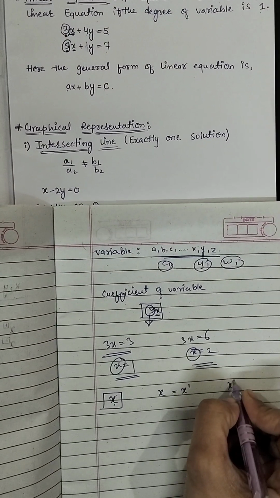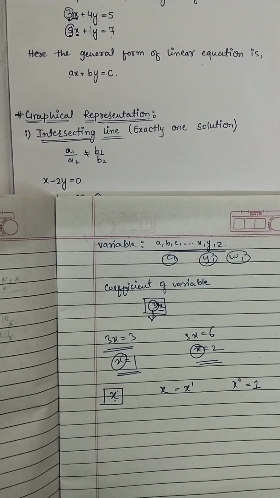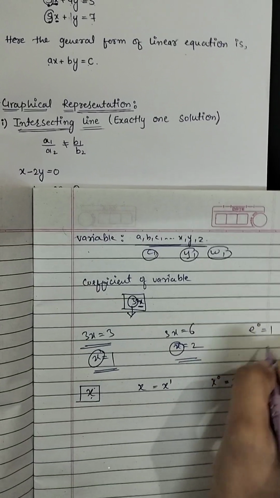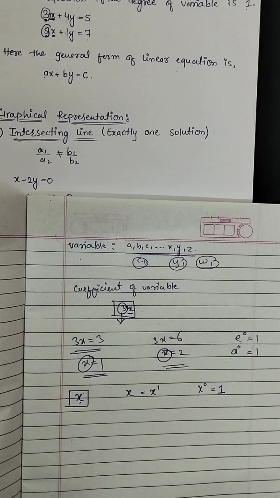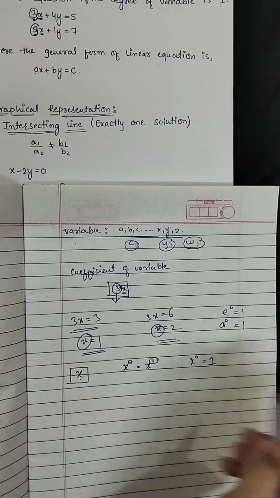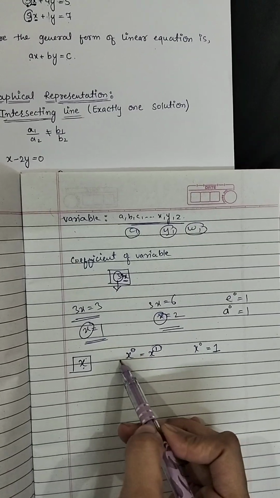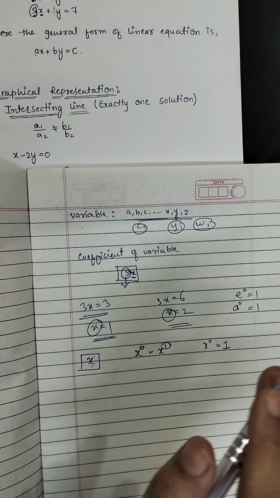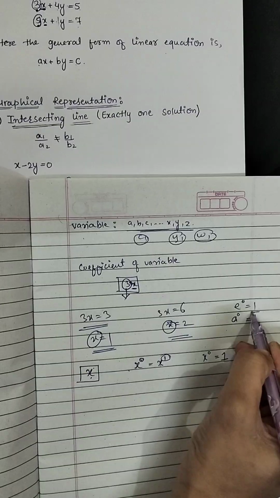If x has power 0, then it is nothing else but 1. Anything raised to 0 is 1, a raised to 0 is 1. Any variable with power 0 is always 1, and a variable without any power has power 1. If a variable does not contain any power, that means the power is 1.